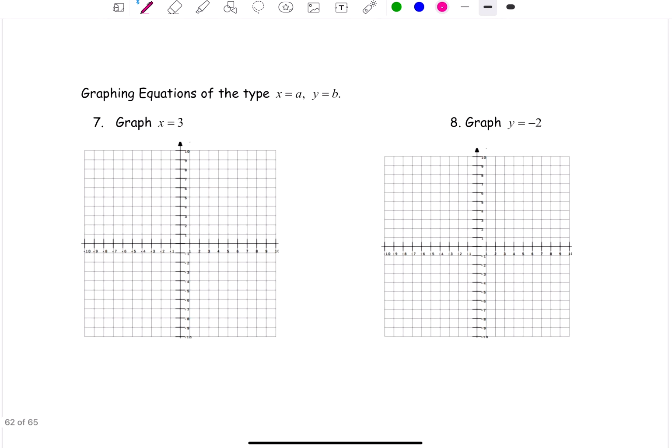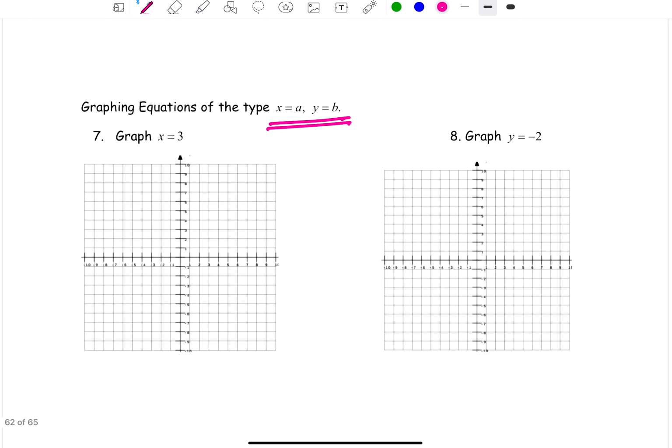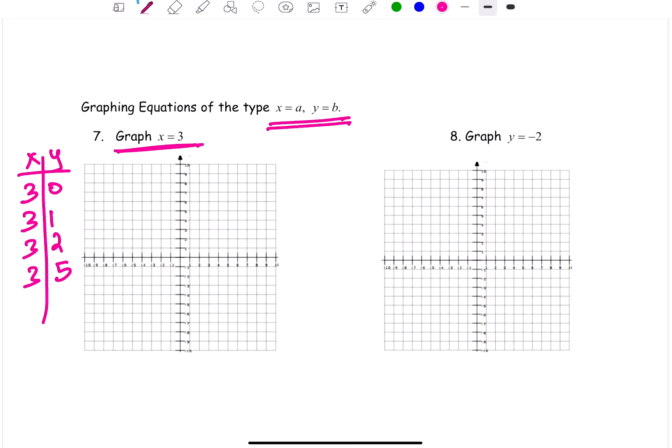Now graphing vertical and horizontal equations. Each of the ones we saw is a graph of a function because they will pass the vertical line test. But in the bottom 2 examples, we will notice that one of these will not pass the vertical line test. Let's go ahead and graph x equals 3. If I want to graph x equals 3 by making a table, x can be 3, y can be anything: 0, 1, 2, 5, 10, whatever. It doesn't care what y becomes, but x is always going to equal 3.